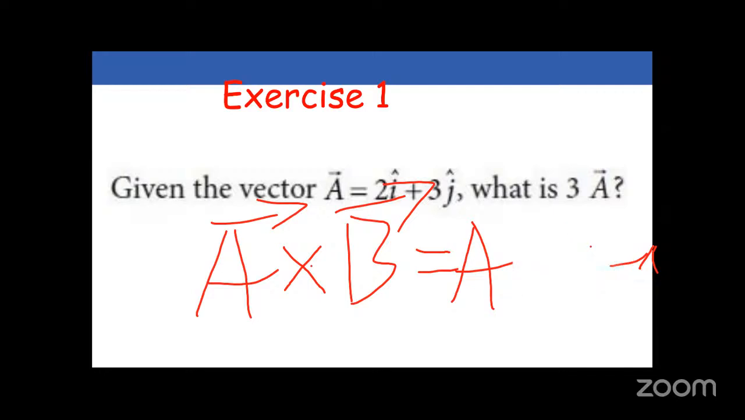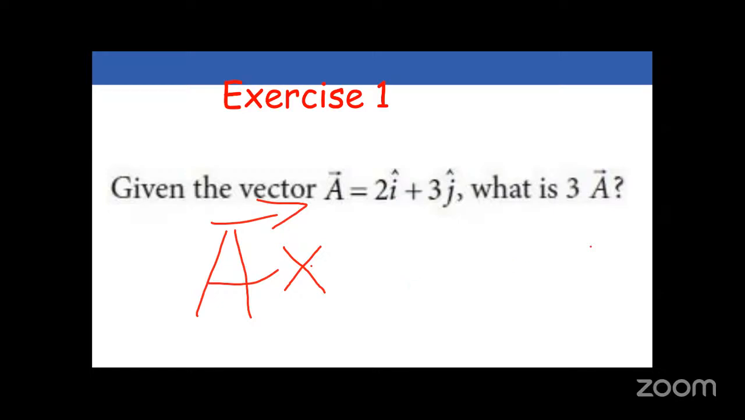So now, let's look at some problems, exercises in vectors. So here we have a vector A given as 2i plus 3j. What is 3A? This kind of question is a scalar multiplying a vector. 3 is a scalar, A is a vector. So 3 is multiplying vector A. So the final outcome of this method of multiplication will give you a vector.